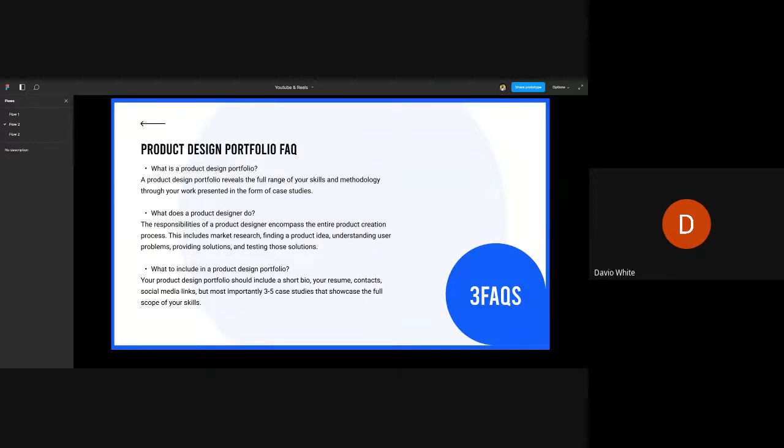Your product design portfolio should include a short biography about you, your resume, contacts, social media links, but most importantly, 3 to 5 case studies that showcase the full scope of your skills.